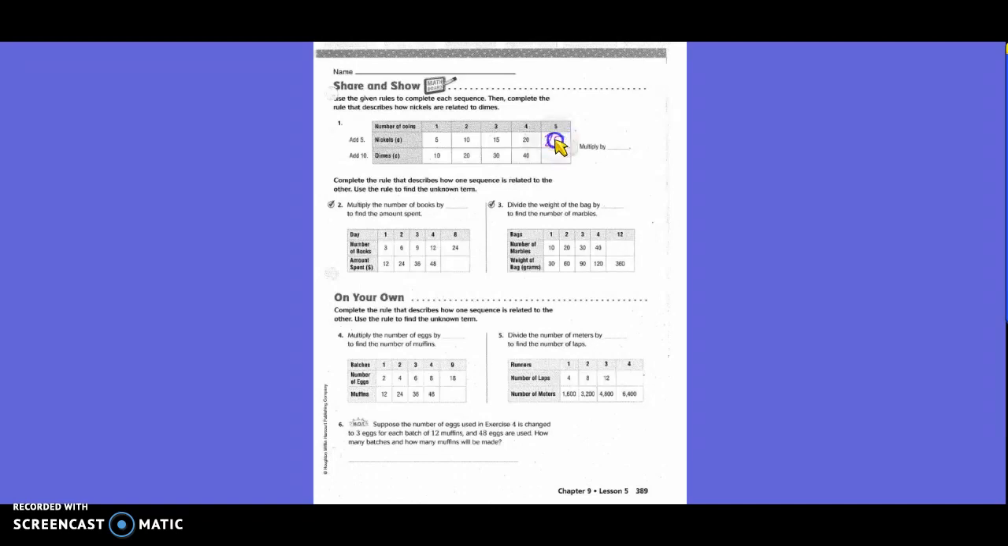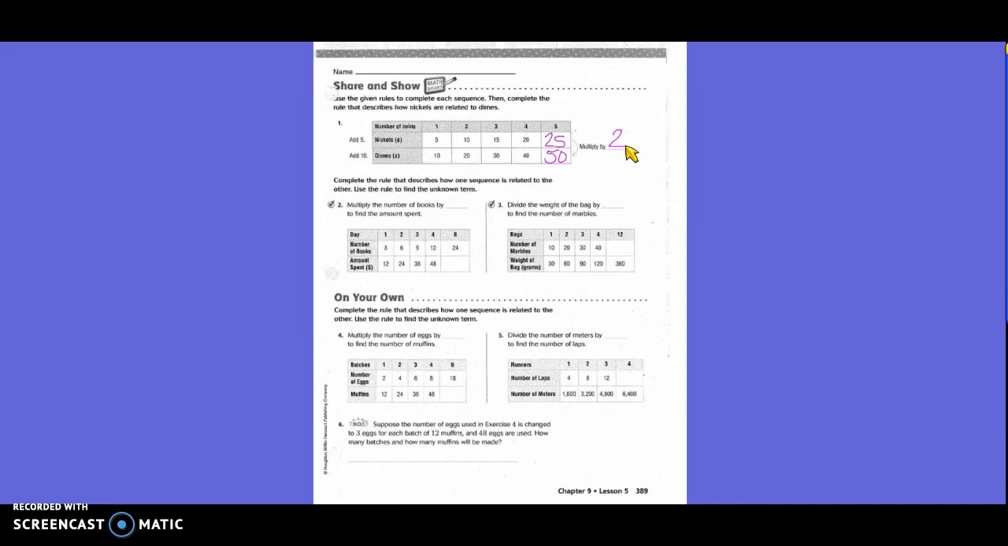25. And then for dimes, it says they go 10, 20, 30, 40. What would be in the next box? 50. So what did they multiply by to get from the nickels to the dimes in each column? Times 2. Complete the rule that describes how each sequence is related to the other.